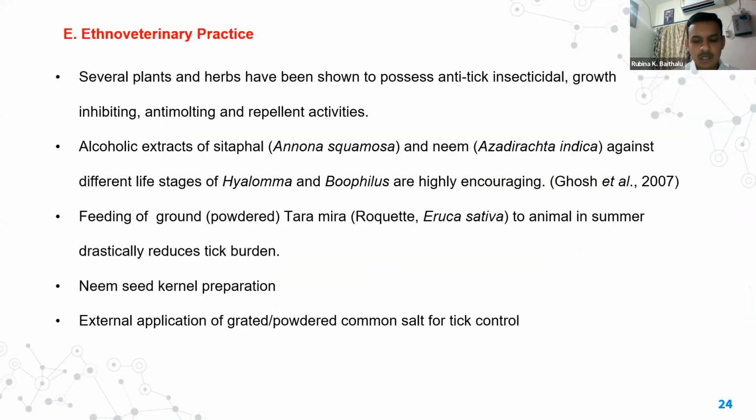And there are several ethnoveterinary practices that have been practiced by livestock owners. Several plants and herbs have been shown to possess anti-tick, insecticidal, growth inhibiting, anti-molting, and repellent activities. A very good example is sitaphal and neem. These have shown very good efficacy against the three-host as well as the one-host tick. Even in the Rajasthan areas, this has been tried in large animals. They feed the ground or powder form of the plant to animals in summer, so that drastically reduces the tick burden.